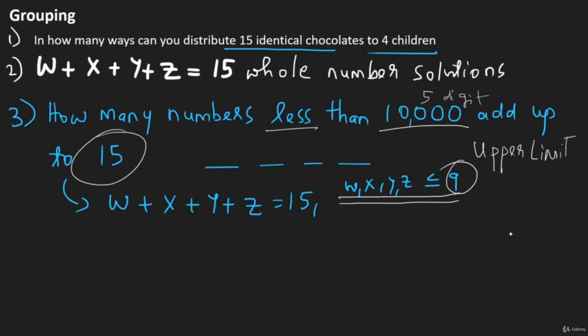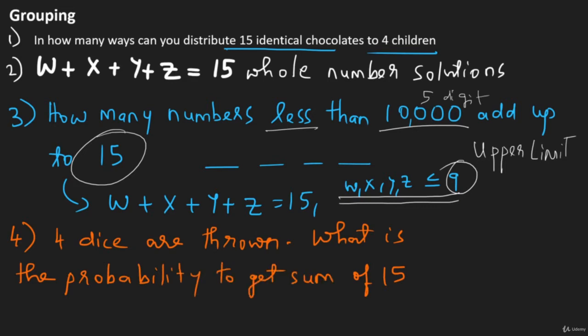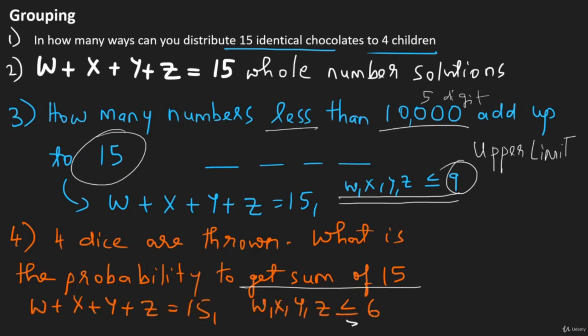Alright, what another variation of this question could be, 4 dice are thrown. What is the probability to get the sum as 15, right? This is also w plus x plus y plus z is equal to 15, but there is an upper limit and a lower limit. That is, each of these has to be less than or equal to 6, because that's the maximum value you can get on a dice, and they have to be greater than or equal to 1, because you cannot get 0 on a dice.